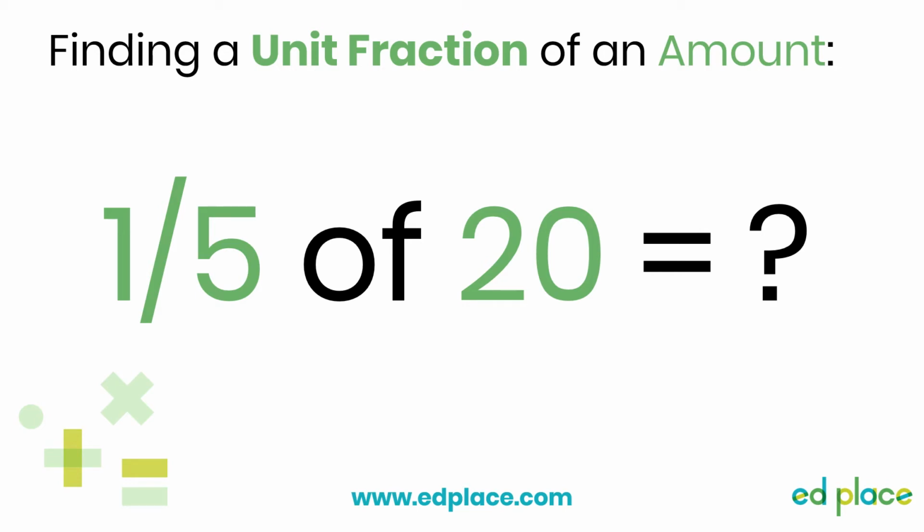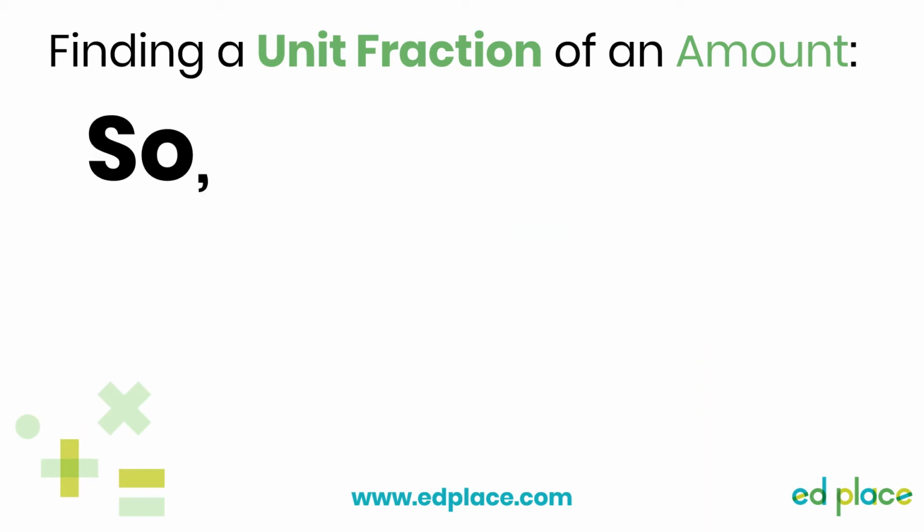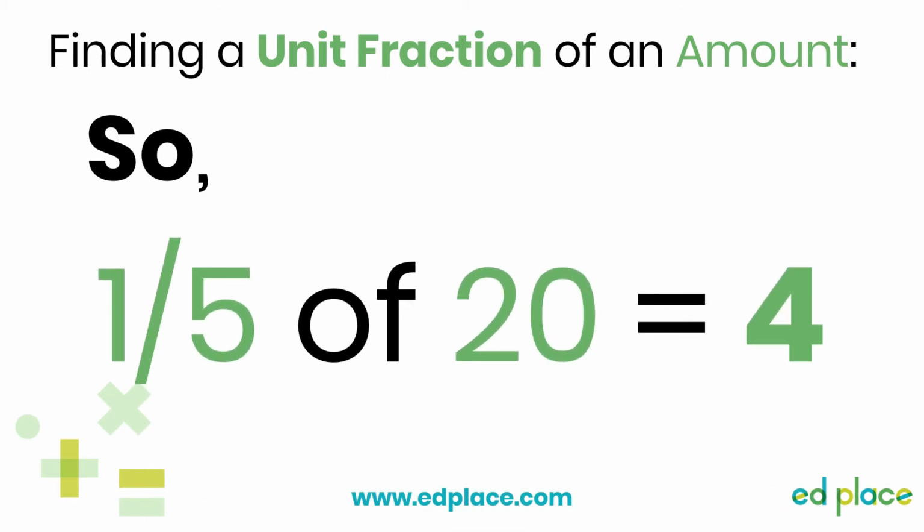This is pretty simple when we're finding a unit fraction, like this example. This is when the numerator or top number of the fraction is 1. Here we're asked to find 1/5. So, you guessed it, we need to divide by 5. We can use our times tables to solve this one. 5 lots of 4 is 20. So 20 divided by 5 is 4. Because we know that 20 divided by 5 is 4, we can say that 1/5 of 20 is 4. Easy peasy.